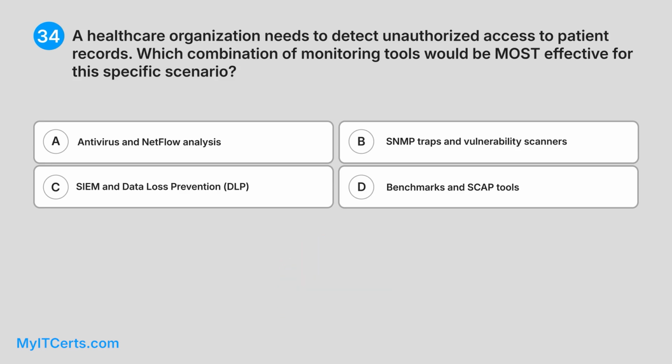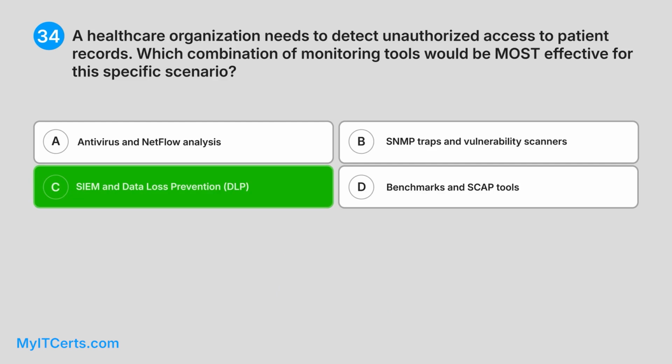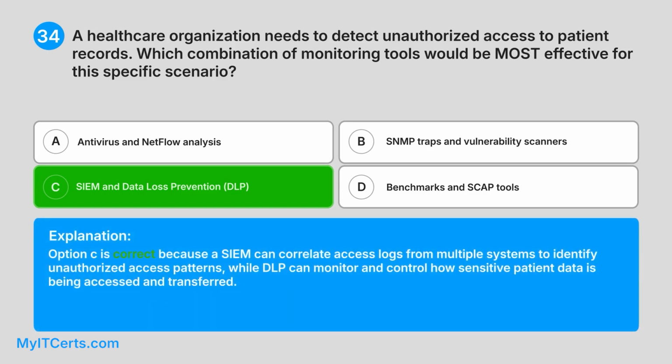Correct answer: C. SIEM and data loss prevention, DLP. Explanation: Option C is correct because a SIEM can correlate access logs from multiple systems to identify unauthorized access patterns, while DLP can monitor and control how sensitive patient data is being accessed and transferred.